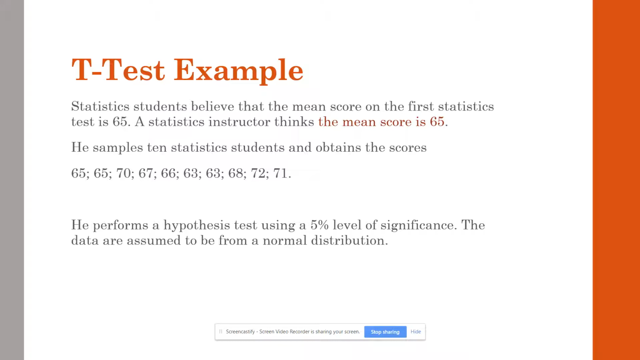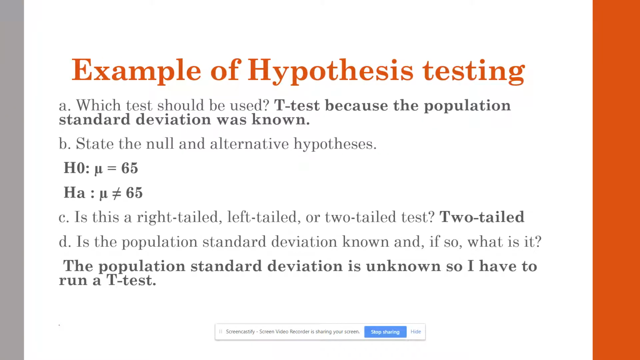So they both believe the same thing. They believe it's 65. So we're going to test that. So which test should be used? A t-test, because the population standard deviation isn't known. We had nothing to believe that there was a population standard deviation. We were given a population mean, but we were not given the population standard deviation.